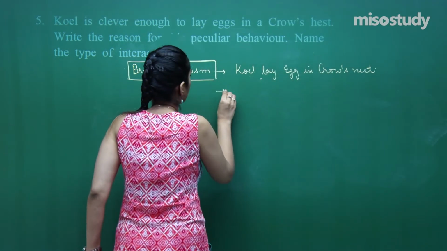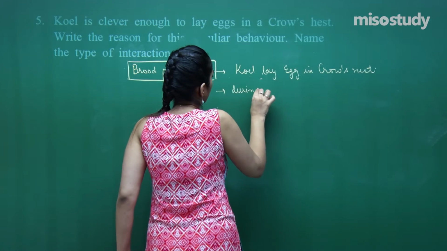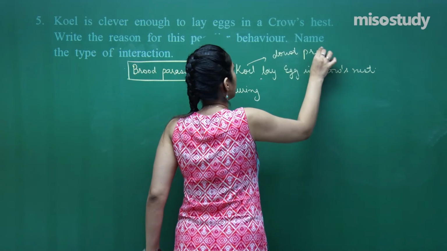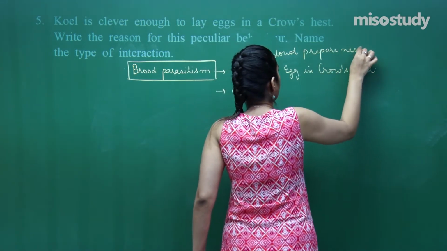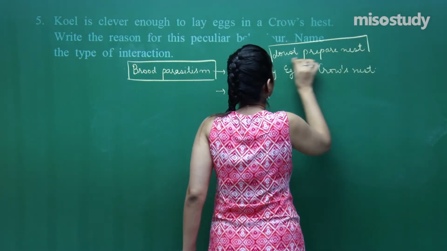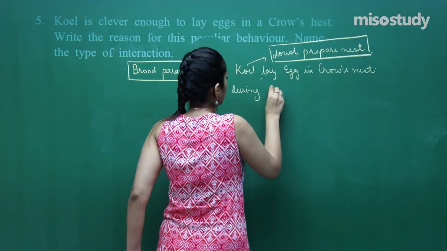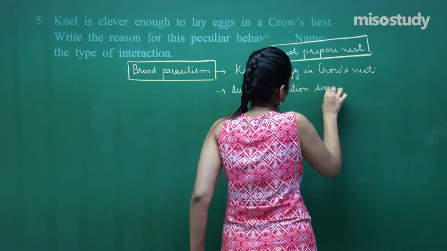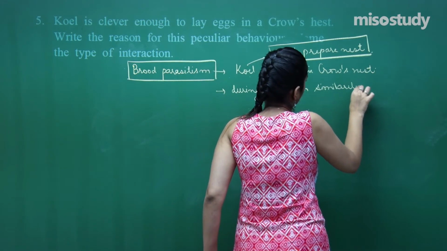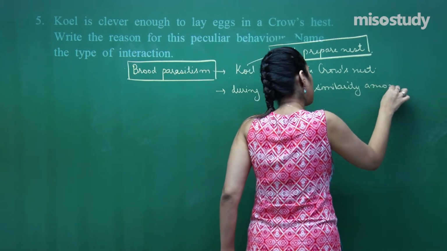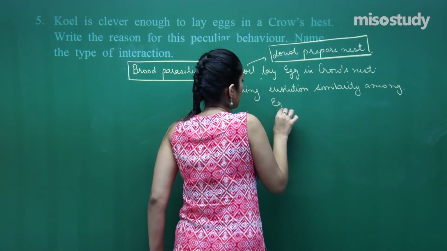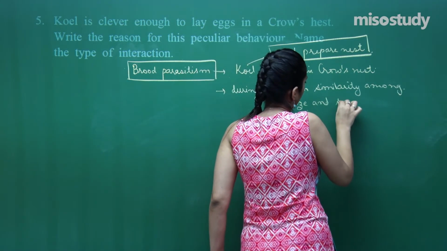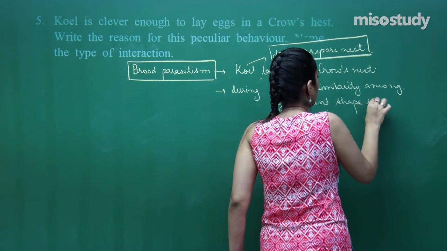So, first of all, the reason is that they do not prepare nest, right? During evolution, similarity among egg size and shape is seen.